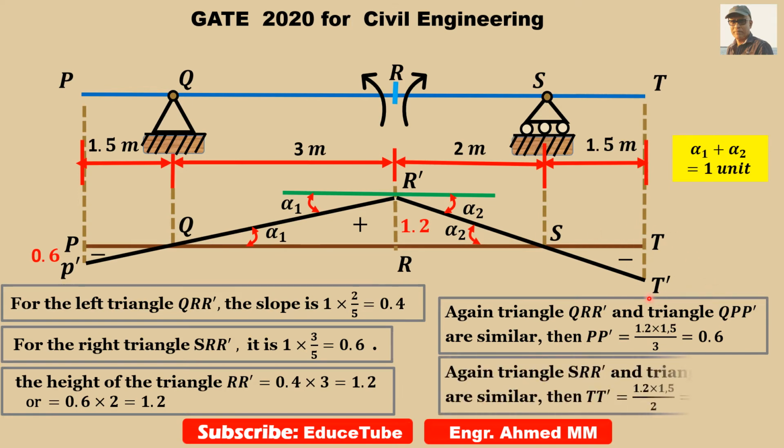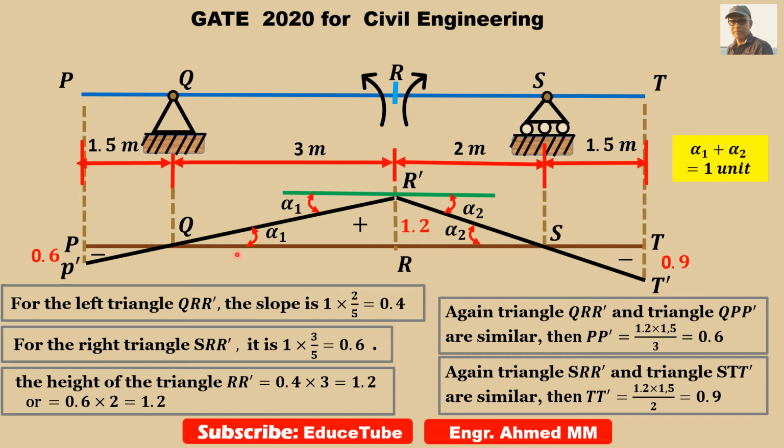Got it. Now let's move to this one, TT'. The same way we have to do. Considering these two triangles, SRR' and STT', both are similar triangles, so then TT', same procedure we have to follow. 1.2 multiplied by 1.5, it is not a comma, 1.5 by 2 equals 0.9. So why not write here 0.9? So we got it.